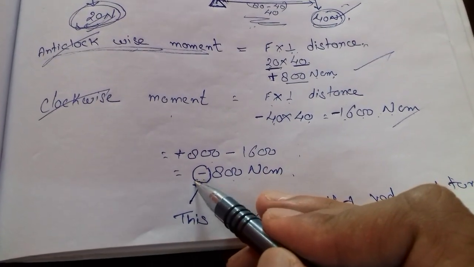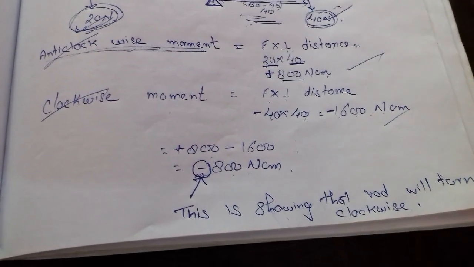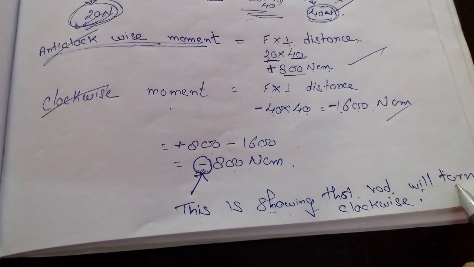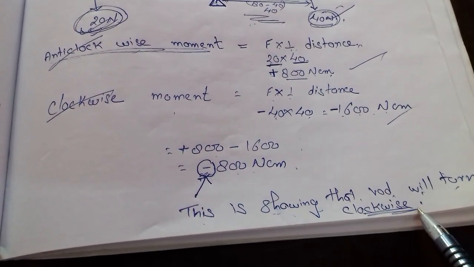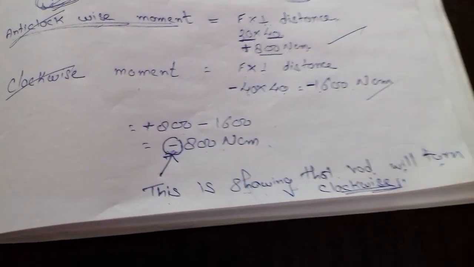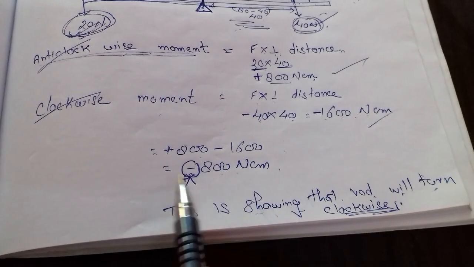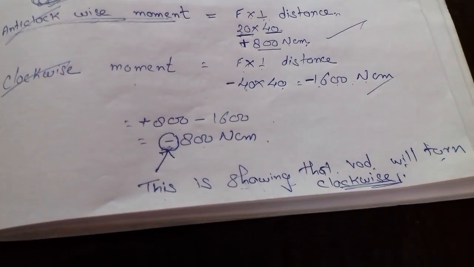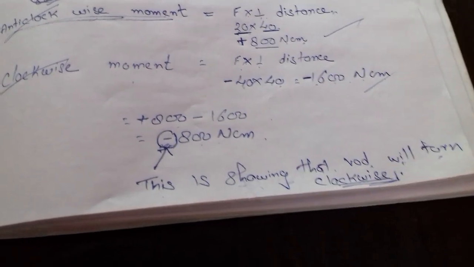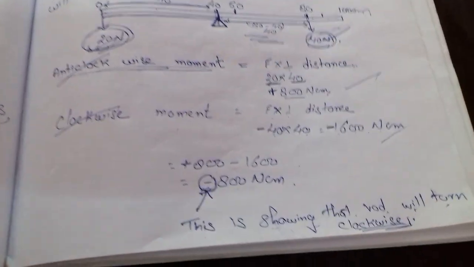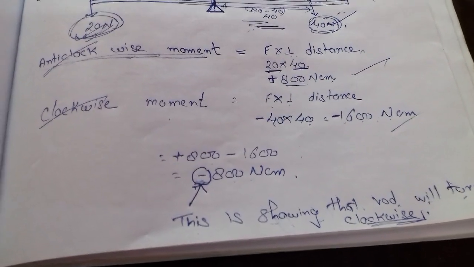By looking at this minus sign, we can make out that the rod will move in a clockwise direction. So after taking out the algebraic sum of all the moments, if the sign comes negative, this gives us an idea that the rod is moving in a clockwise direction, and if it is positive, then an anti-clockwise direction.